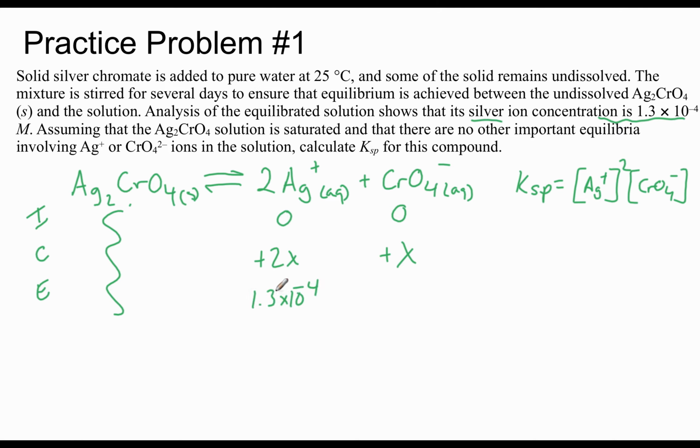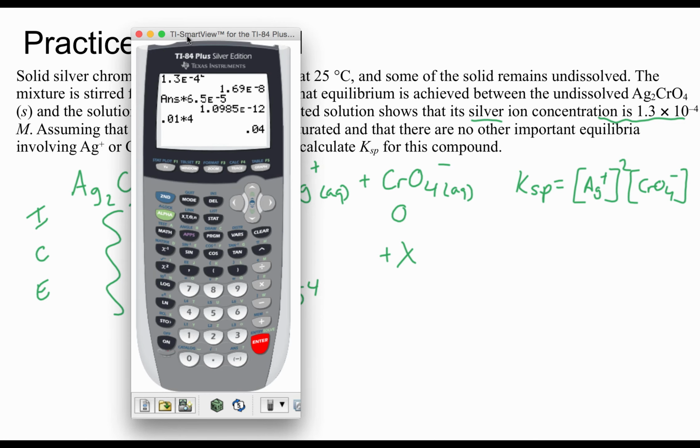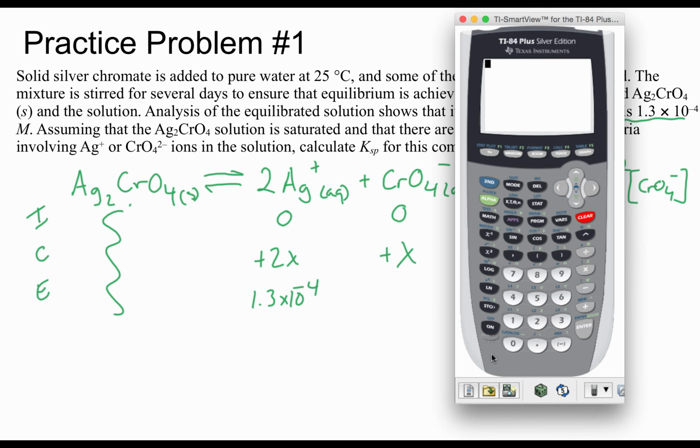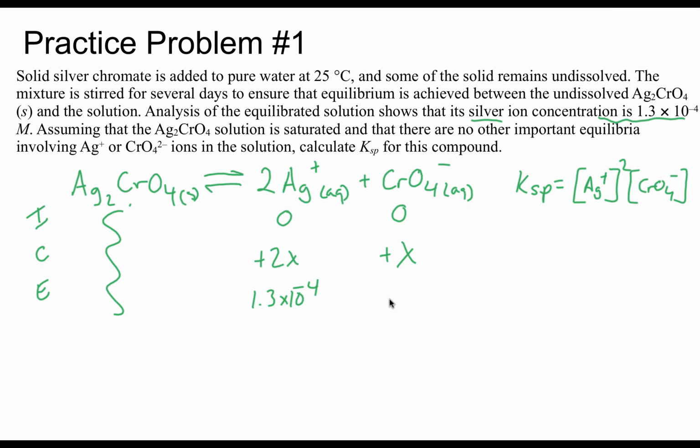Now we can figure out what x is, right? X is just going to be equal to 1.3 e, exponential notation, to the negative fourth divided by 2, which is pretty simple math. That value is 6.5, so x equals 6.5 times 10 to the negative fifth. So that's going to be x. That means this is 0 plus x, so that's just this value here.